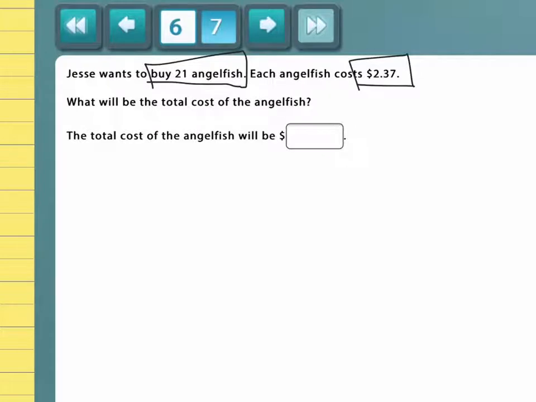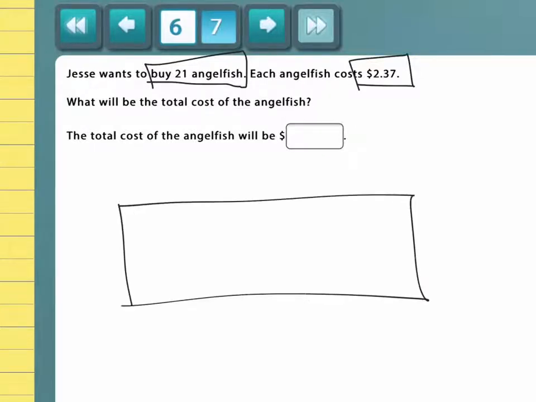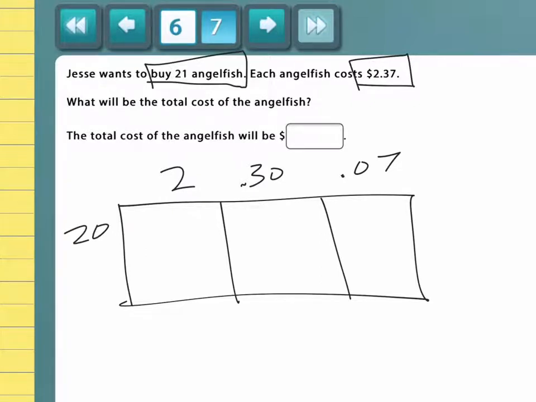So we can do place value section if you want. If you wanted to do it that way, you could have the $2 here. You could have the 30 cents here. You could have the 7 cents here. And you can multiply that by 2 and by 1. And you could do it that way. So this is one way we could do it. But instead, I'm going to go old school sprinkler math. Well, let me just do it this way.